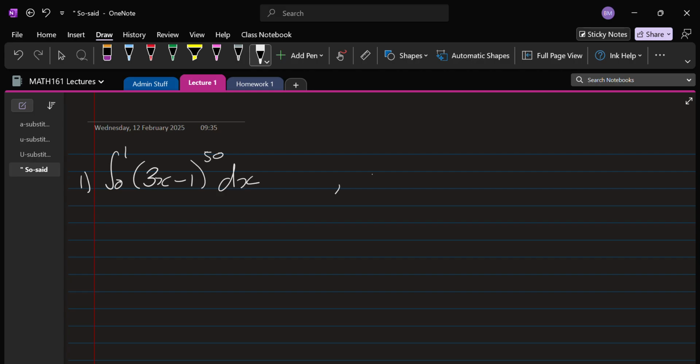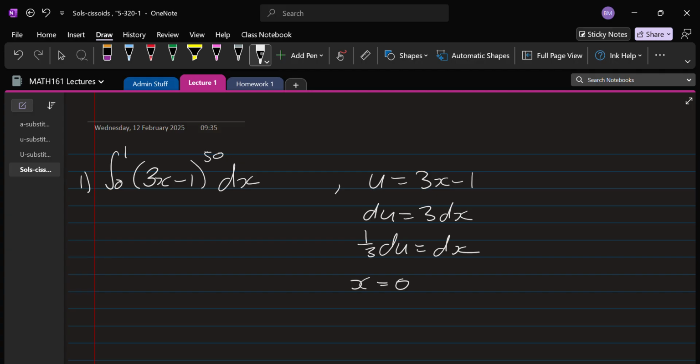Again, we've got the outside function, something to the power 50. We've got the inside function, 3x minus 1. We let u be the inside function. du will be 3 dx, so we have 1/3 du is dx. Now we need to change the bounds. So the bounds are x equals 0 to x equals 1.